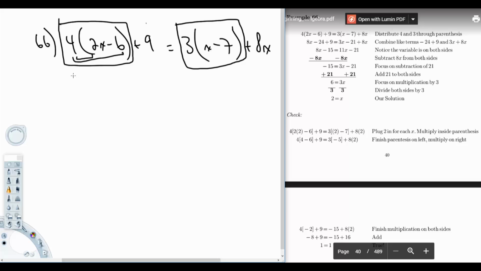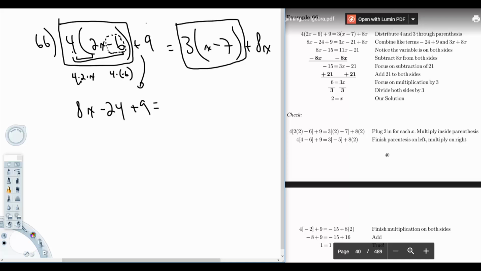4 times 2x really means 4 times 2 times x. That equals 8x. All right. 4 times, look at the sign to the left of the number. 4 times negative 6. 4 times negative 6 equals minus 24. We bring this down. Plus 9 equals.